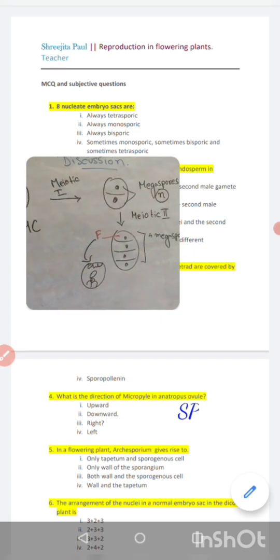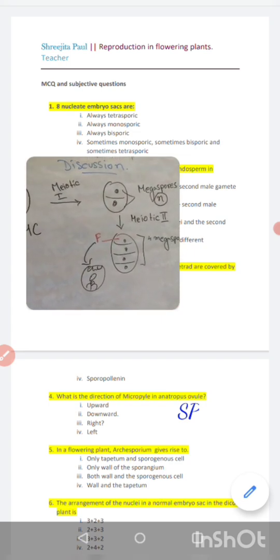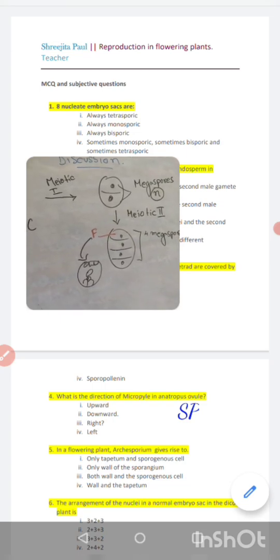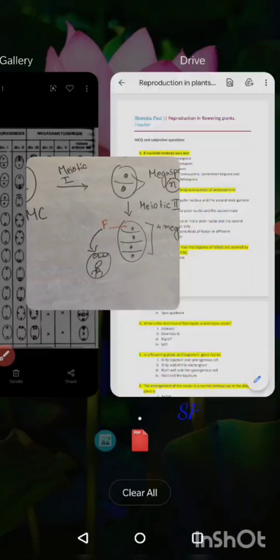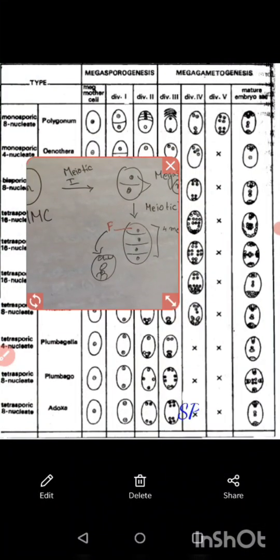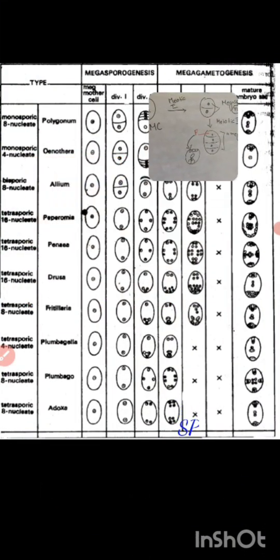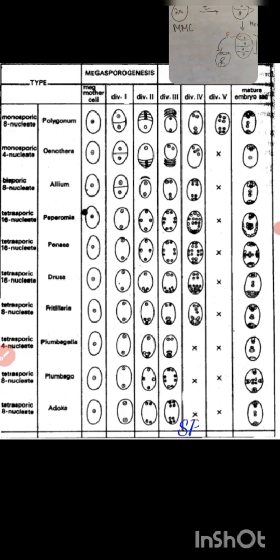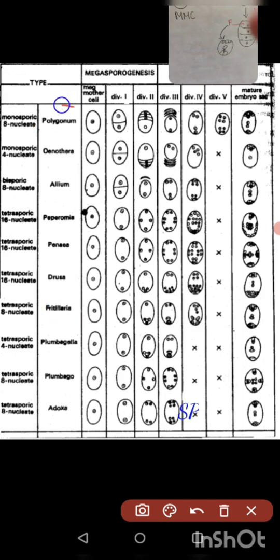In the angiospermic families, student, different types of plants are present, and they show different types of embryo sac formation. For example, they can be monosporic, just like this one, where only one functional megaspore is there. It undergoes rapid mitotic divisions and forms the embryo sac. Typical monosporic embryo sac development can be seen in Polygonum.